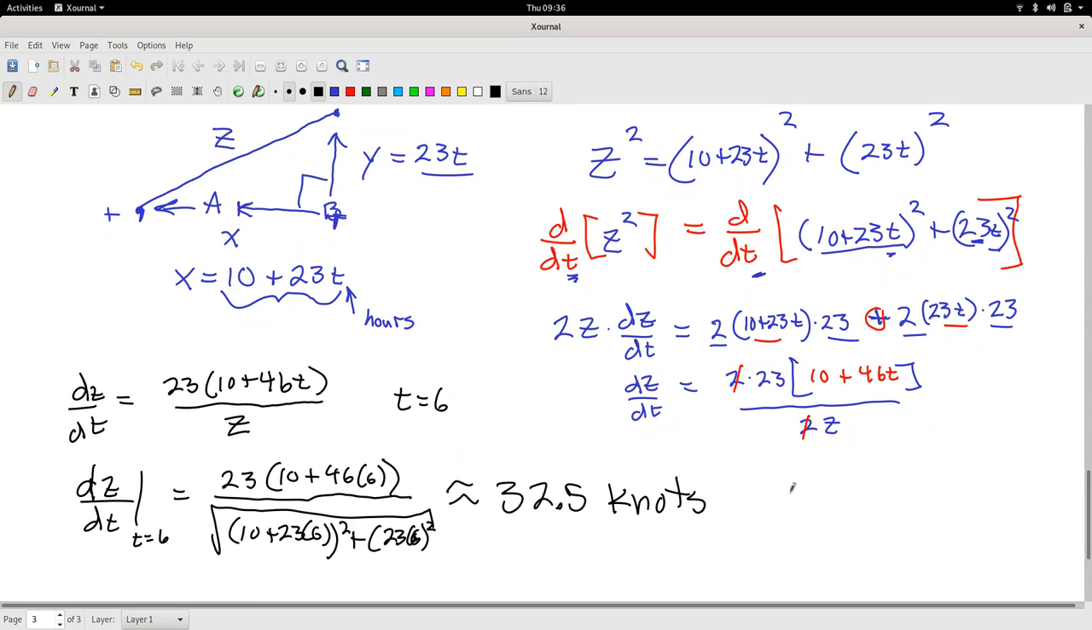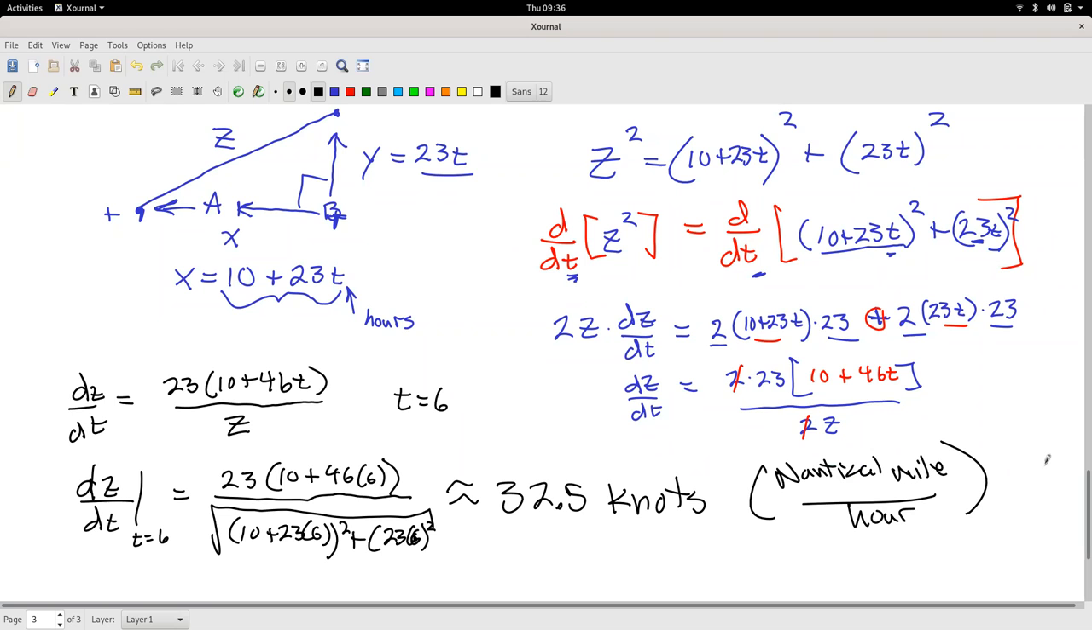Which are just called knots. And again, a knot is a nautical mile per hour, which is what we calculated for dz dt. And let's think about whether that makes sense.